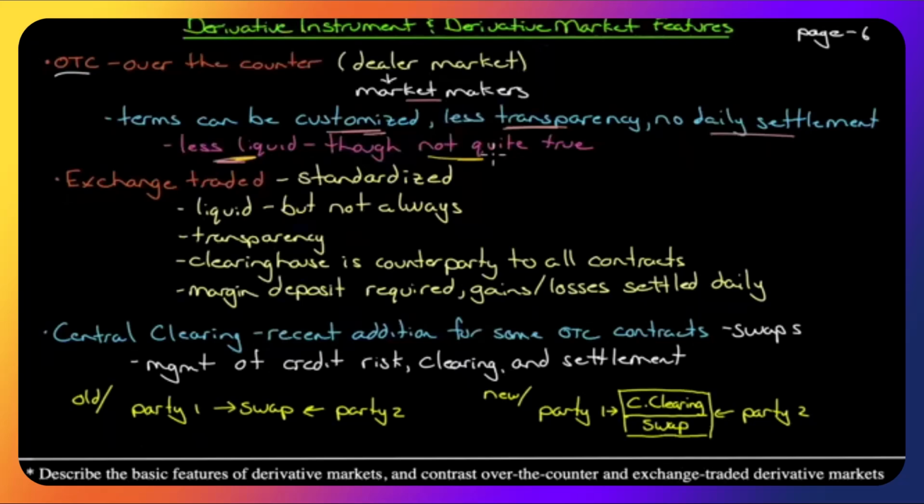There's a quoted bid and ask. But if you call a dealer desk, you can get the same thing. So it's not quite true that they're less liquid. Exchange-traded, these are standardized. While OTC can be customized, these are standardized. They are liquid, but not always. And this is the thing that frustrates me whenever I see textbooks saying OTC contracts are less liquid and exchange traded are more liquid. They're not always.